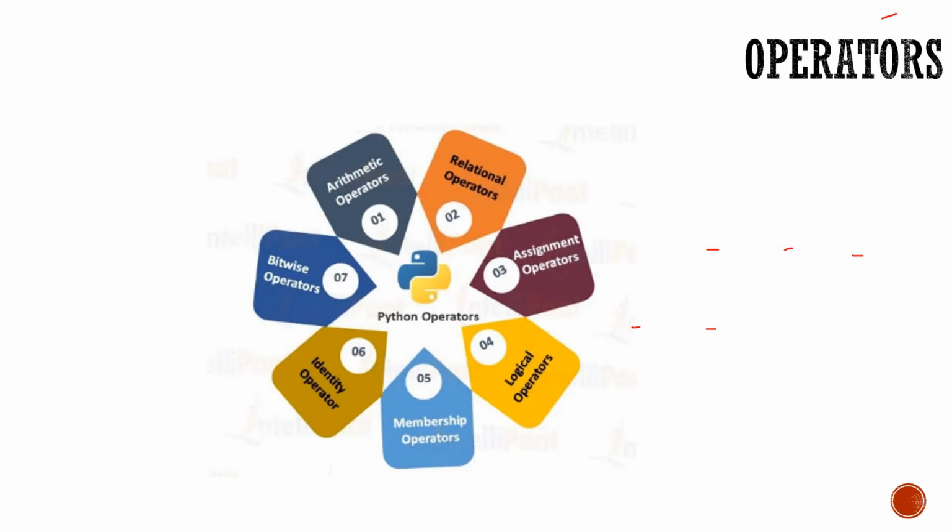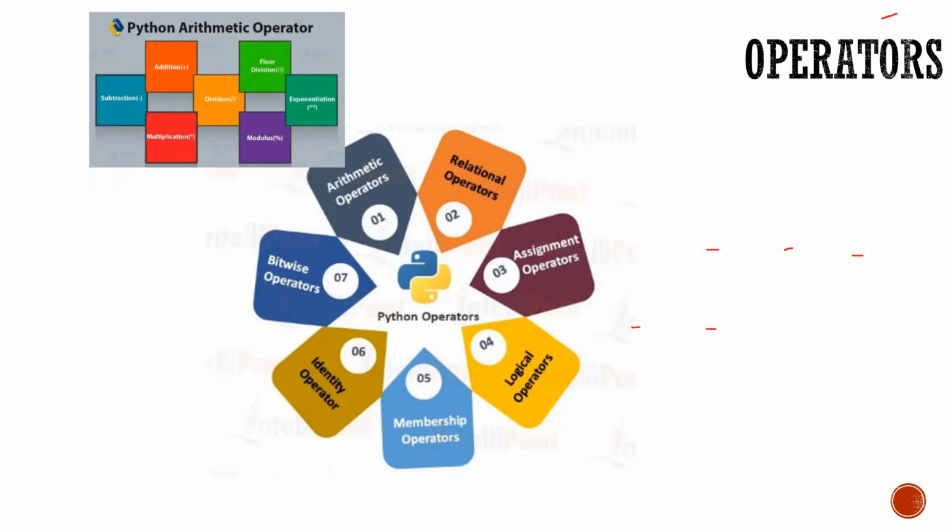After that we are having operators. Operators are basically tokens that trigger some computation or action when applied to variables. The variables that we apply operators on are operands. So we are having 7 different types of operators. First one is arithmetic, then relational, assignment, logical, membership, identity and bitwise.